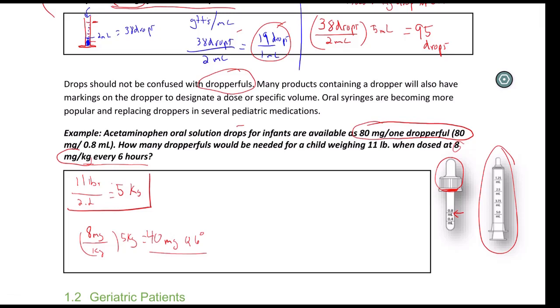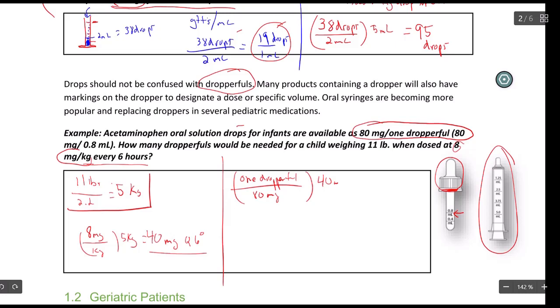Well, let's see. 40 milligrams is how many dropper fulls? Well, we know that 1 dropper full is 80 milligrams. So how many dropper fulls will be 40 milligrams? We're going to know that that is 1/2 of that, or 0.4 mLs, which is half a dropper full. Remember, dropper full is confusing because they're not talking about the full dropper. This is 1 dropper. This is the half a dropper, meaning on the mark. So people do get confused with that.